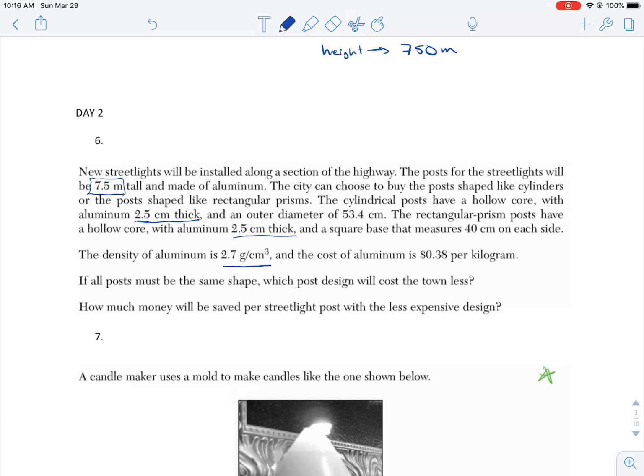All right, now let's talk about the rest of the problem here. There's cylindrical posts and rectangular prism posts. Your posts are either going to look like this, or let's see if I can. I don't know if I'm going to be able to draw a rectangular post here, guys, so you're just going to have to bear with me.